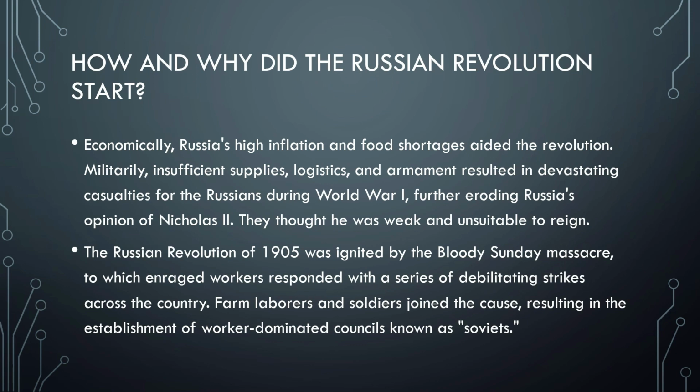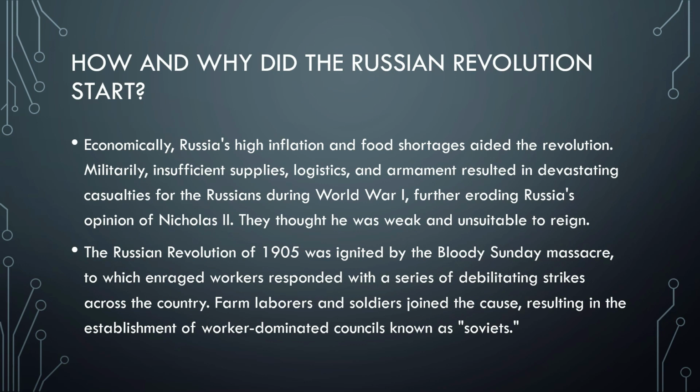Economically, Russia's high inflation and food shortages aided the revolution. Militarily, insufficient supplies, logistics, and armament resulted in devastating casualties for the Russians during World War One, further eroding Russians' opinion of Nicholas II. They thought he was weak and unstable to reign.